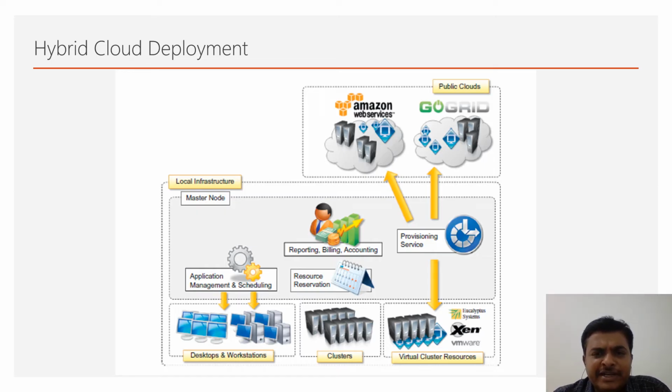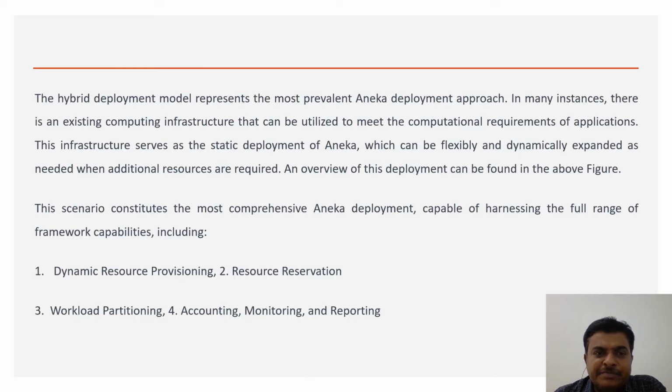And the master node will take care of the application management scheduling, resource reservation, reporting, billing and accounting, and hardware provisioning service. So whenever the local physical resources are exhausted, then automatically provisioning services will go for the public clouds where a new host of machines can be deployed to use the applications. That is like public clouds, which are like Amazon Web Services, Google, or any other cloud service providers. This is how hybrid cloud deployment is used.